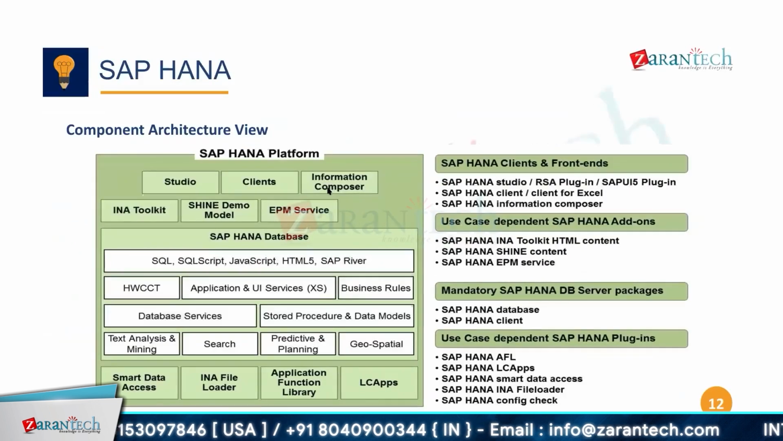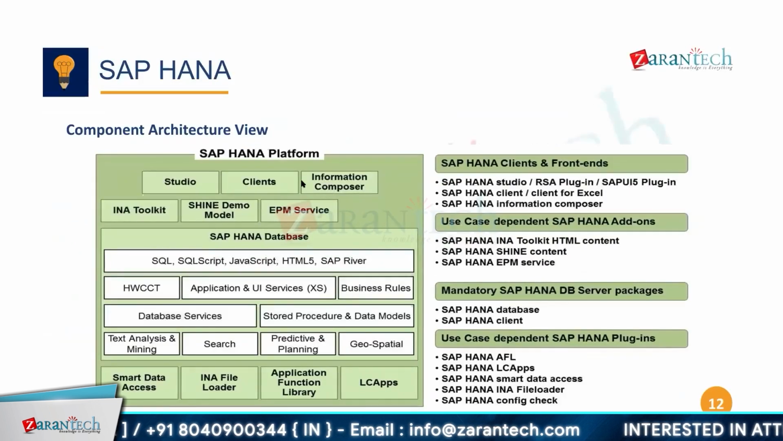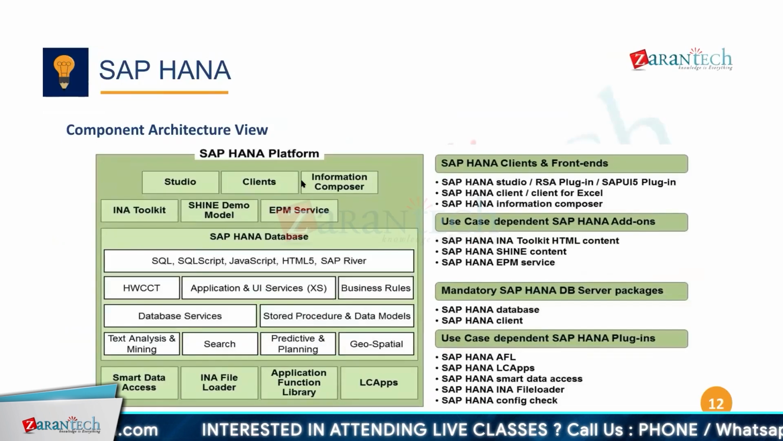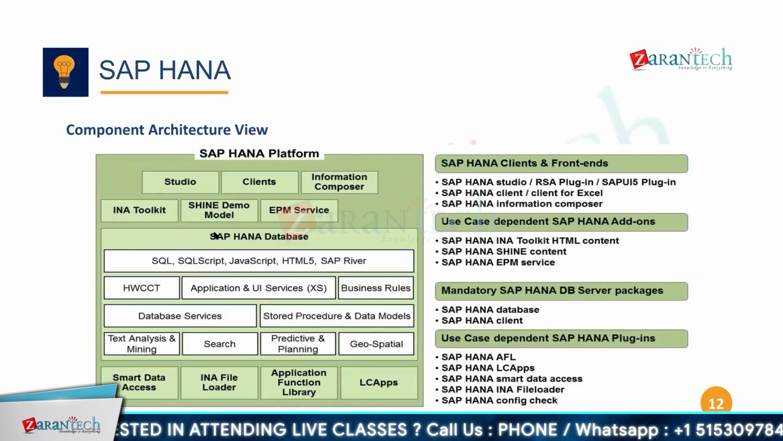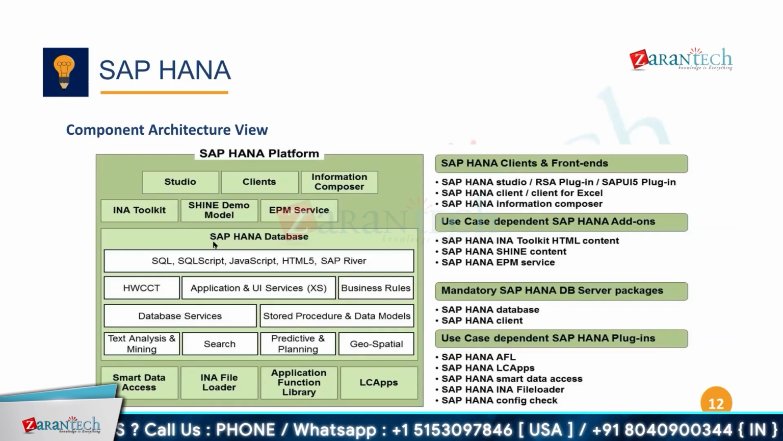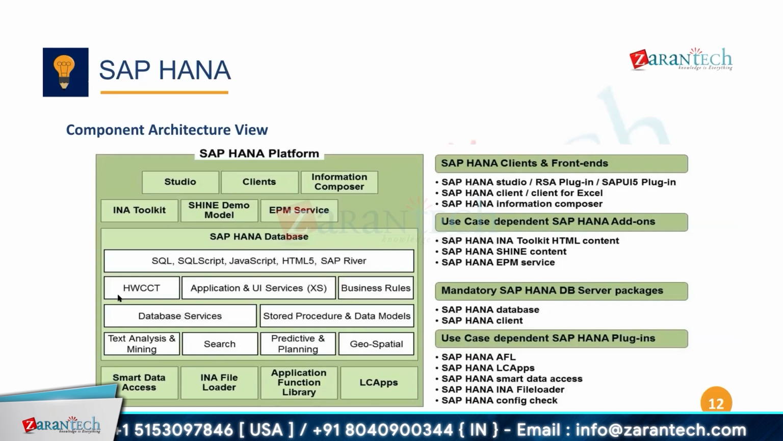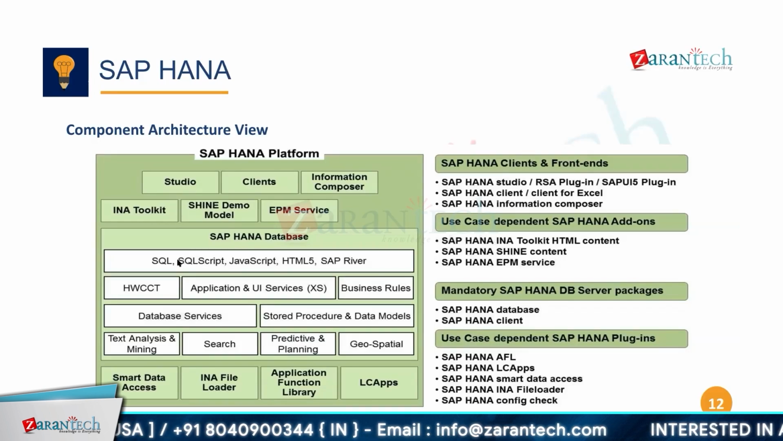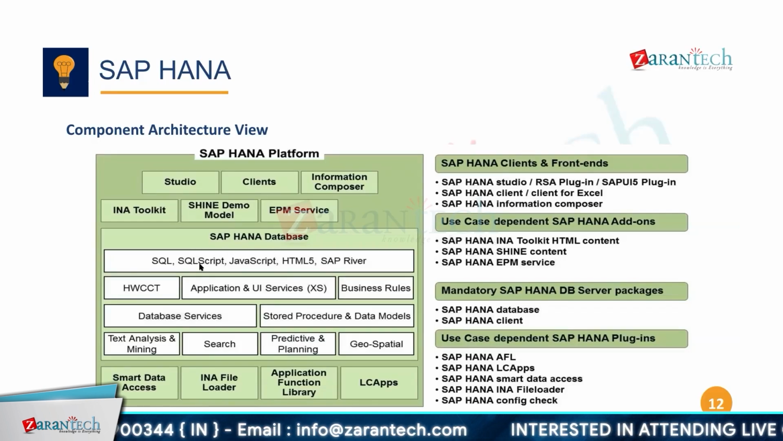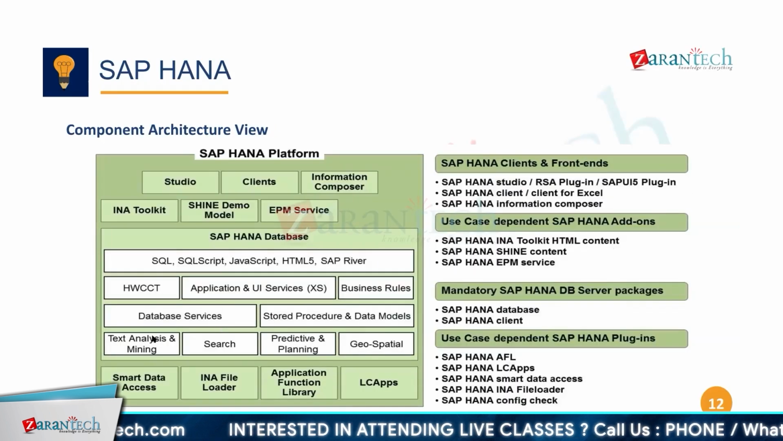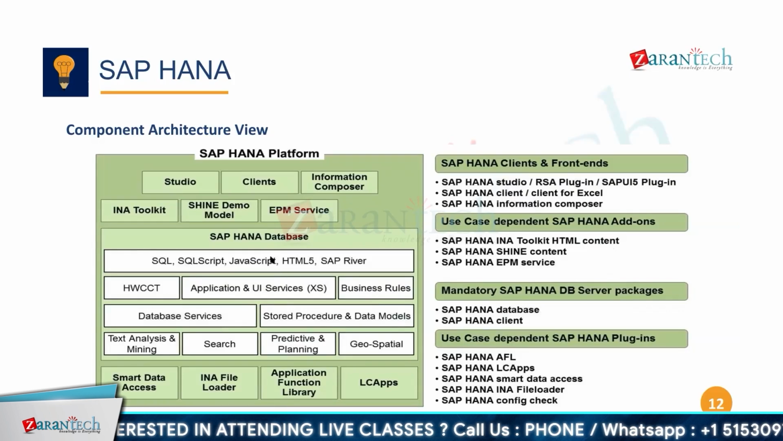So, component architecture view. When you deploy, as I said, HANA is a platform. You have a lot of options on what to deploy and what not to. Just focus on the middle part. The HANA database is one of the platform parts. These white boxes are all related to SAP HANA: SQL, database services, stored procedures, data models, text mining, search. This you have to copy. We are going to cover it.